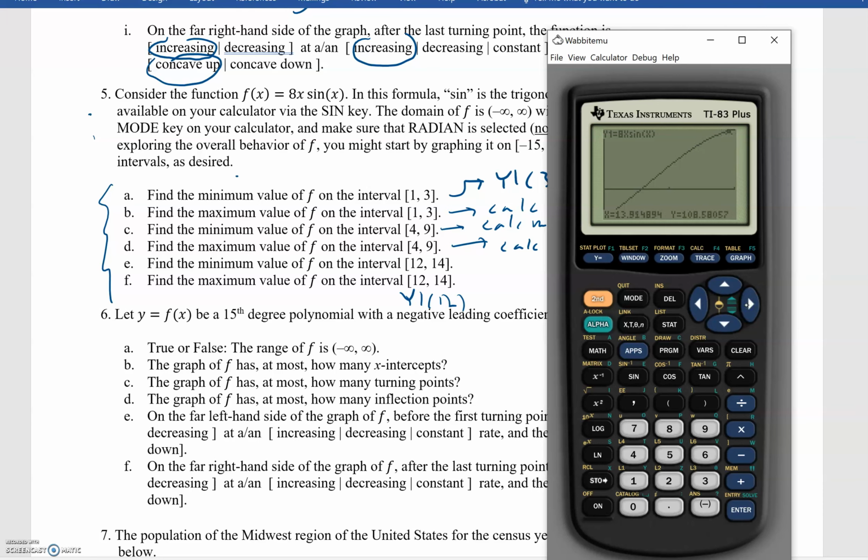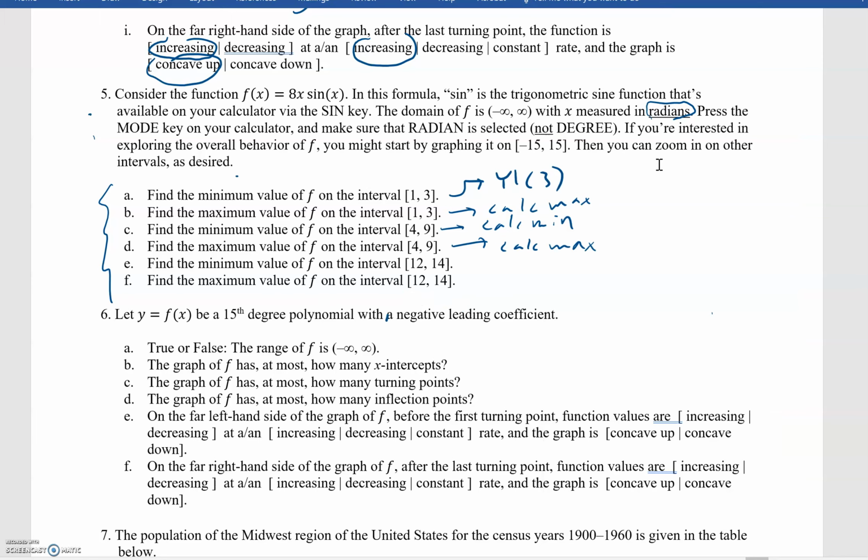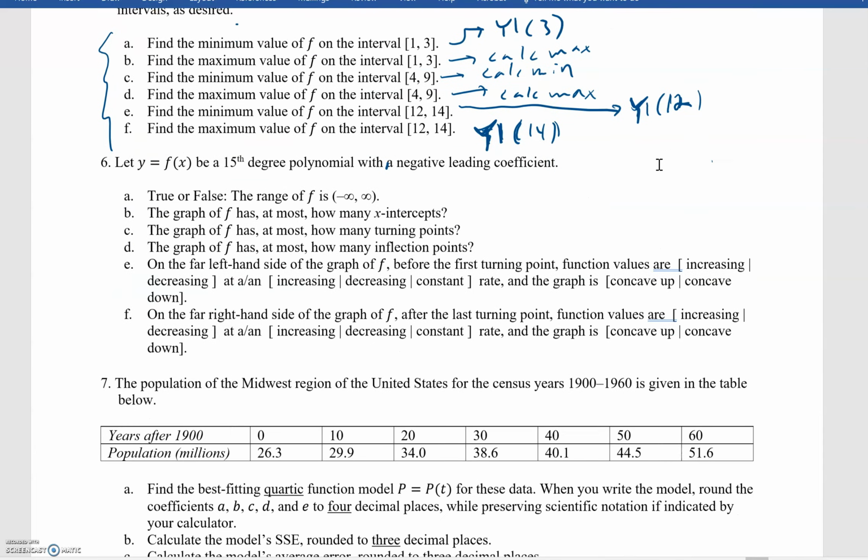So y1 of 12 here, and y1 of 14 here. Okay, so I'm leaving you to actually carry this work out, but that's just telling you how to do it. All right, let's move on to number 6.